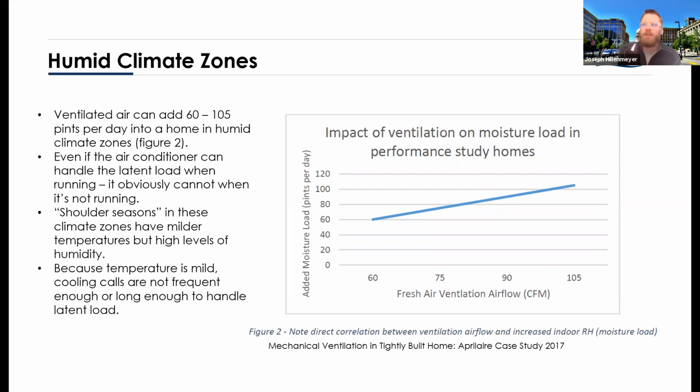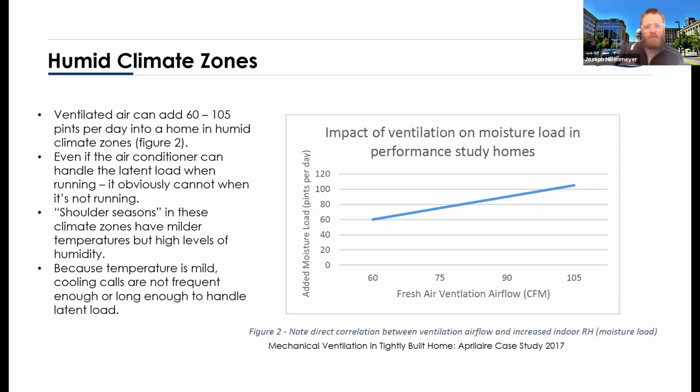And the reason that's important is that in these climate zones, we have shoulder seasons where your air conditioning is not going to be running a lot because the temperature has been milder, but the humidity is still high. So whatever latent removal you were getting from your air conditioner, you're not really getting any of it because it's not running long enough and it's not running often enough. So we have to mitigate that moisture in some other way. Our air conditioner will not do it.